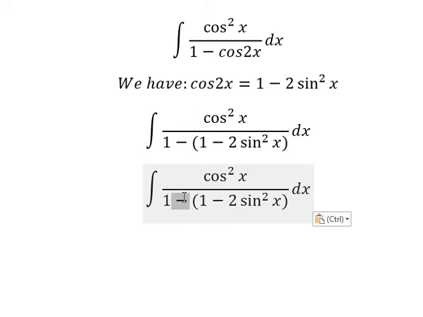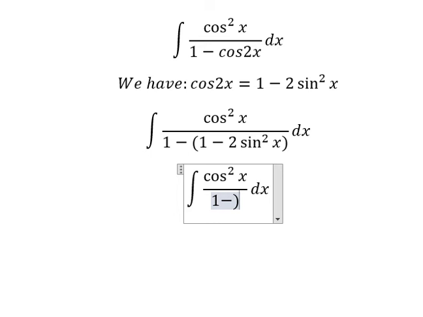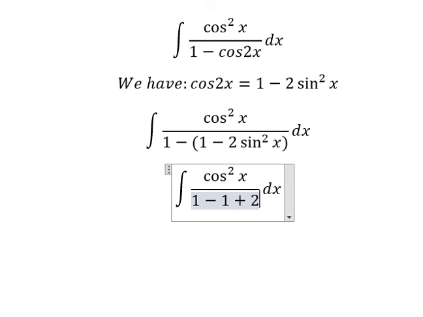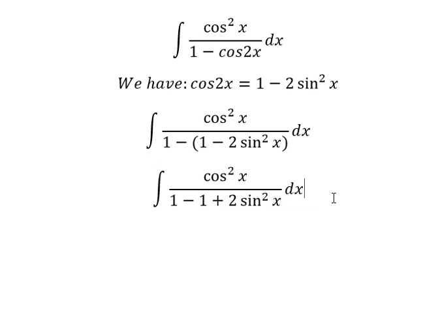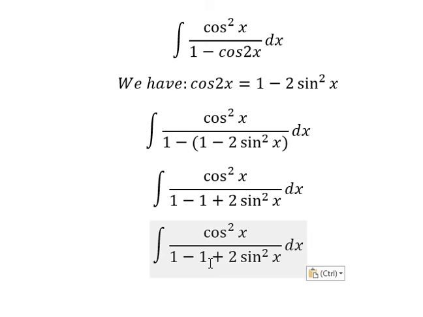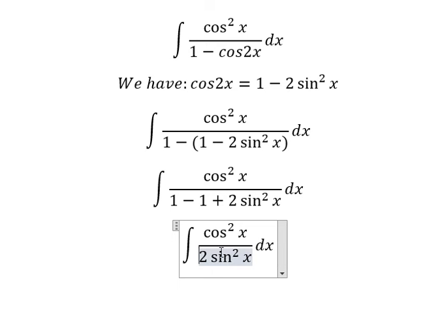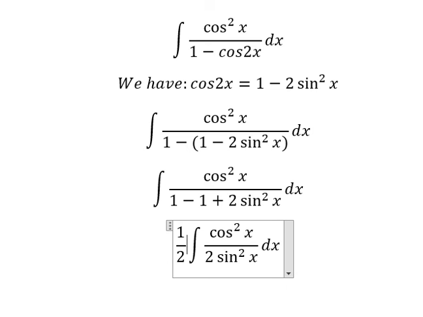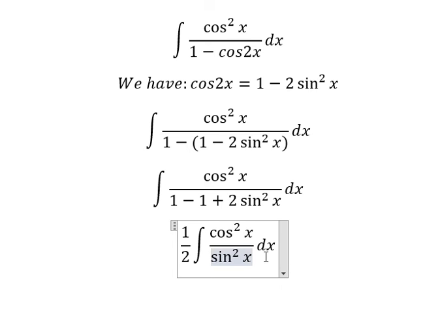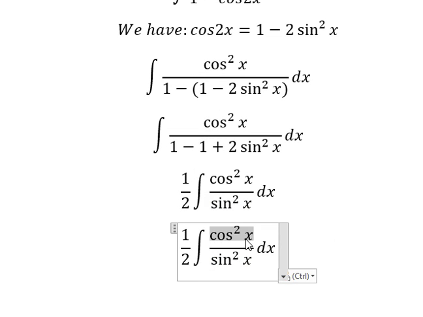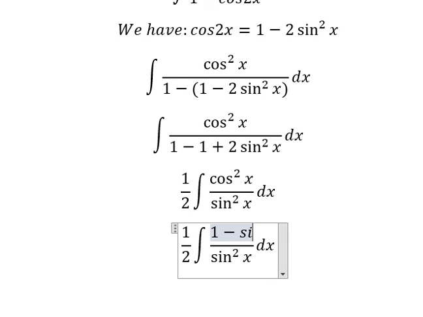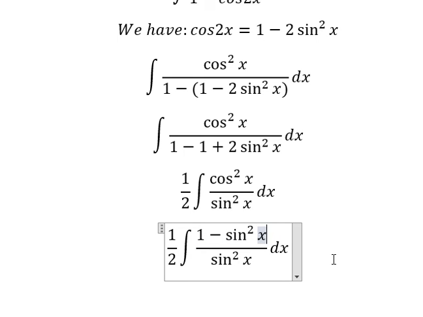Now, with the negative sign, we need to change on the side of this one. So we have negative number 1 plus 2 sine x squared. 1 minus 1 we cancel. Number 2 I will put outside. We know that cosine x squared equals 1 minus sine x squared. This is about trigonometric identity.